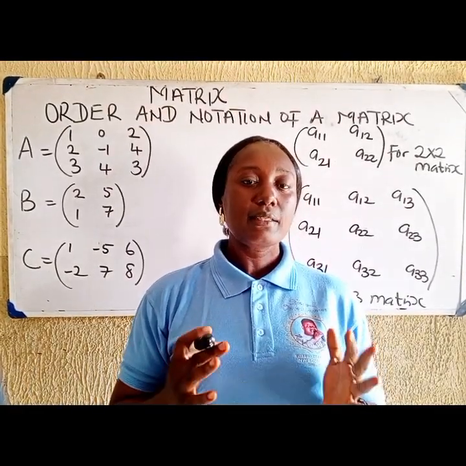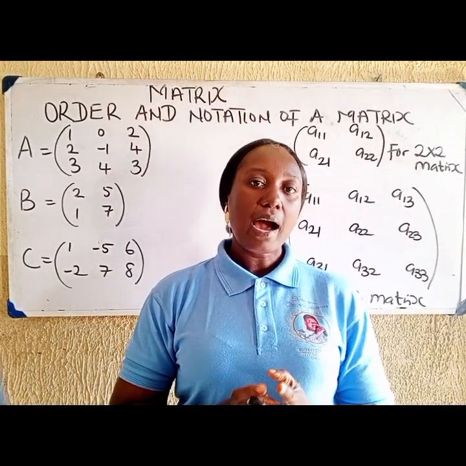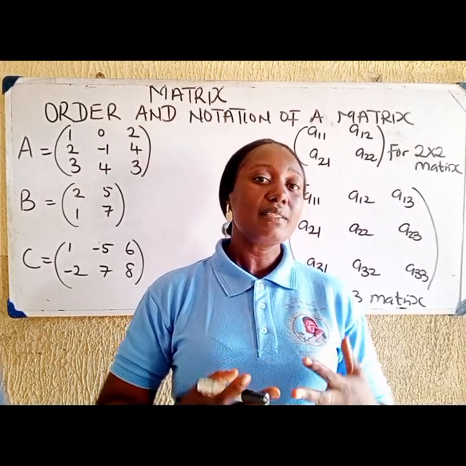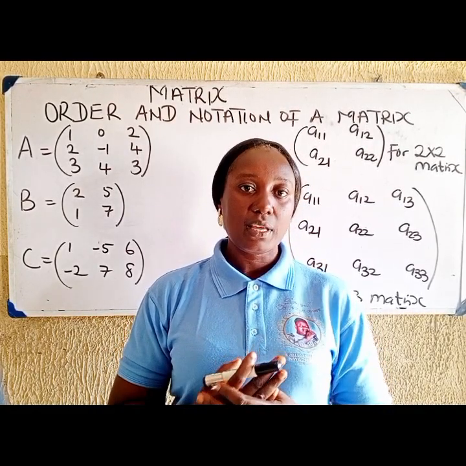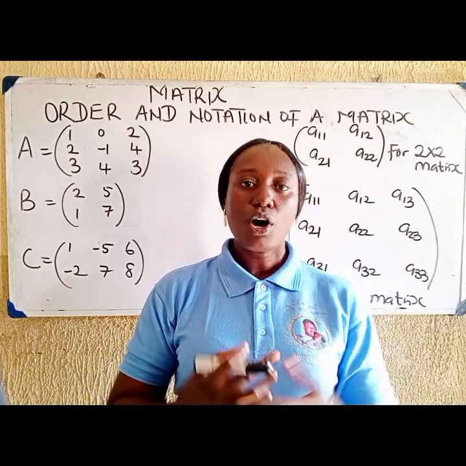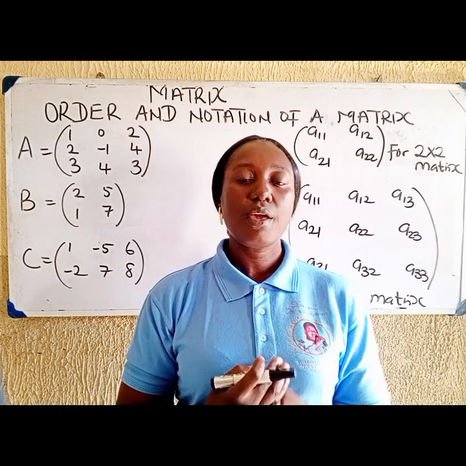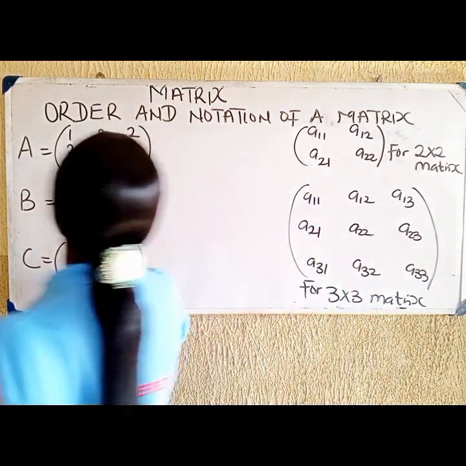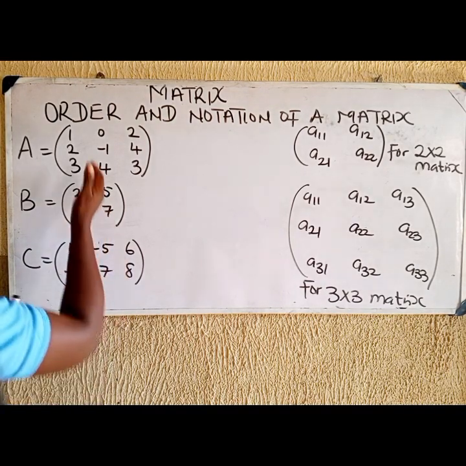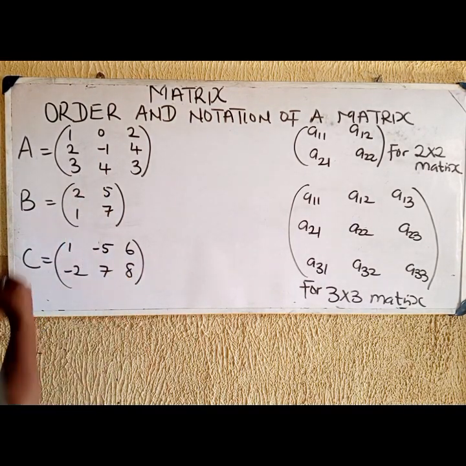Now, let's look at the order and the notation of a matrix. The order means the name of that matrix, and notation is the position of the elements in a matrix. Now, if we are asked to find the order of these matrices, the order, which is the name.